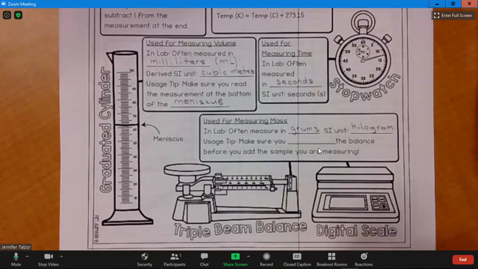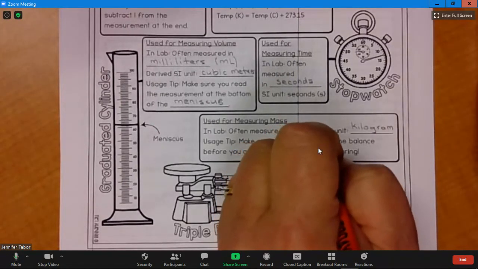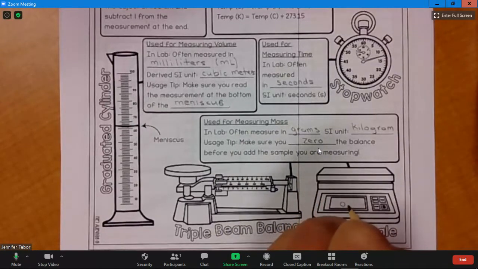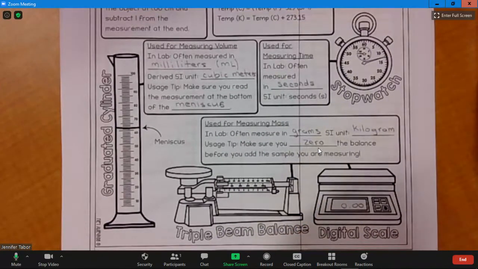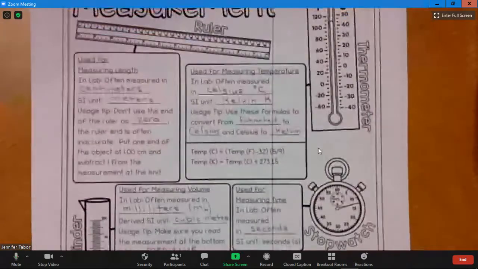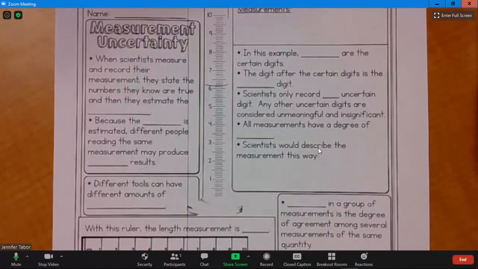One usage tip, which we'll talk about when we actually get to using scales, it is real important that you zero the balance before you weigh anything on it. That means you make sure the numbers on here say 0. There's a button to push to do that. I will tell you what it is when we're working with the balances. But that is super important to remember, that you make sure it says 0 before you put anything on it to weigh it.